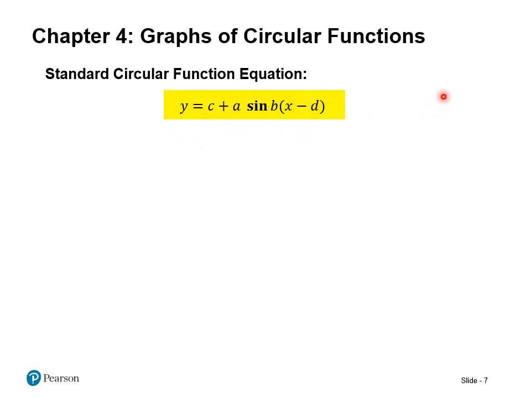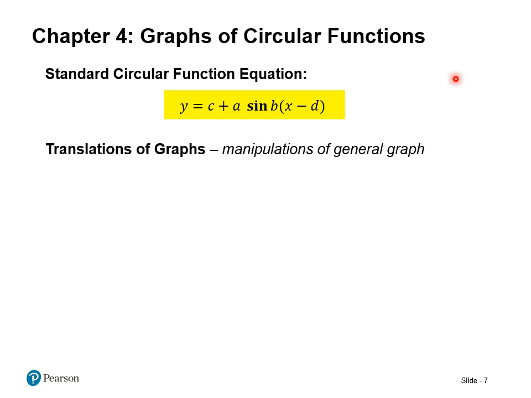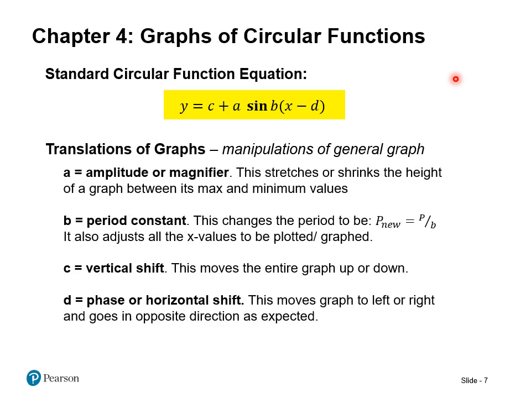So let's look at what these variables mean from chapter 4. Now, A, B, C, and D do what we call translations of graphs. And so that basic shape that we saw on the previous slide, these will stretch it, they will squish it, they will stretch it and squish it horizontally, they will stretch it and squish it vertically, and then they will move it up or down vertically, or possibly horizontally to the left and the right. Okay? Each of them has a different impact.